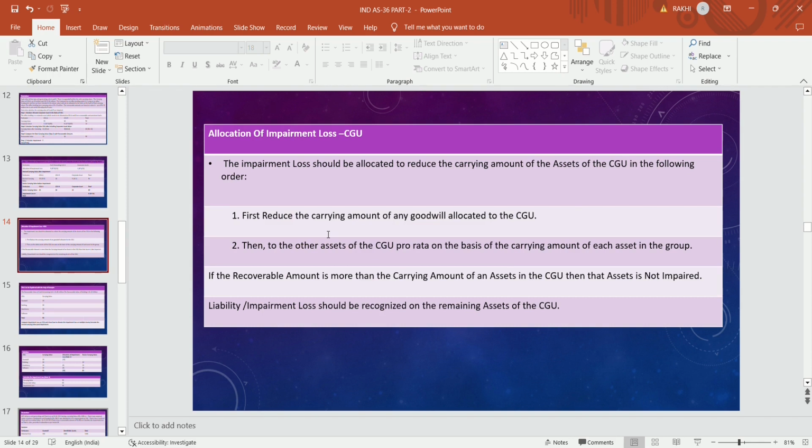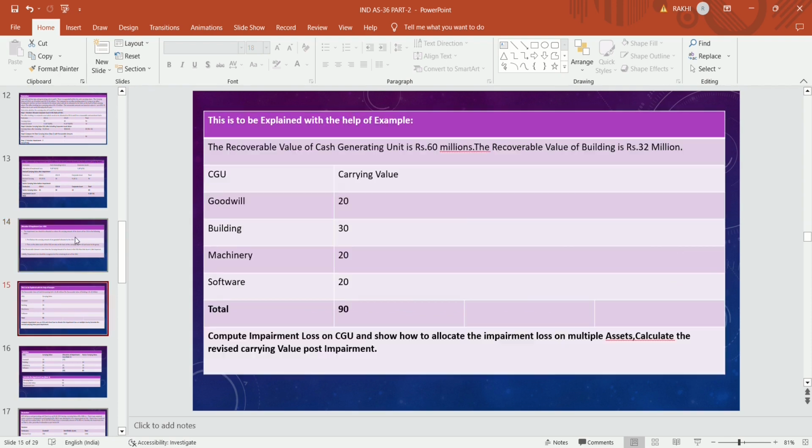If the recoverable amount is more than the carrying amount of an asset in the CGU, that asset is not to be impaired, and the loss is to be allocated to the remaining assets. So the impairment loss should be recognized on the remaining assets of the cash generating unit.